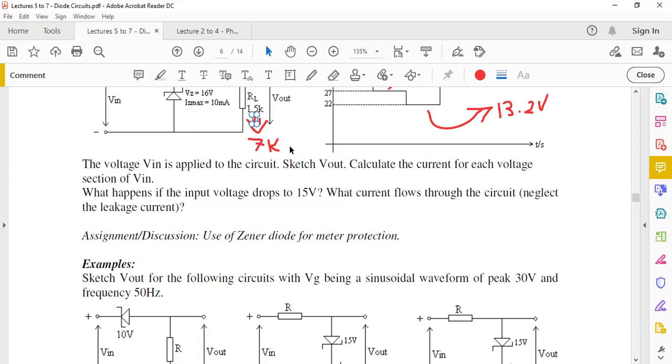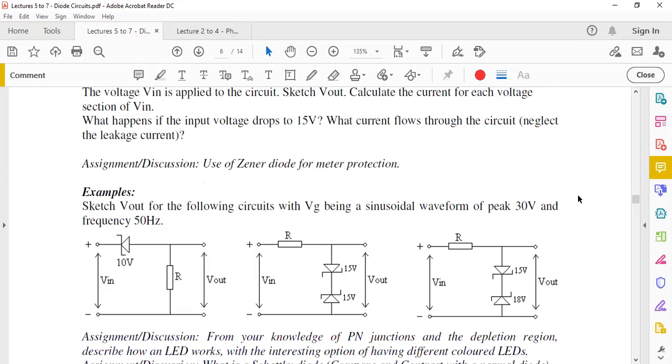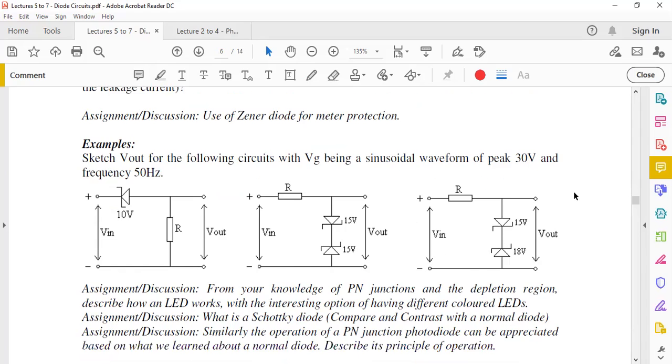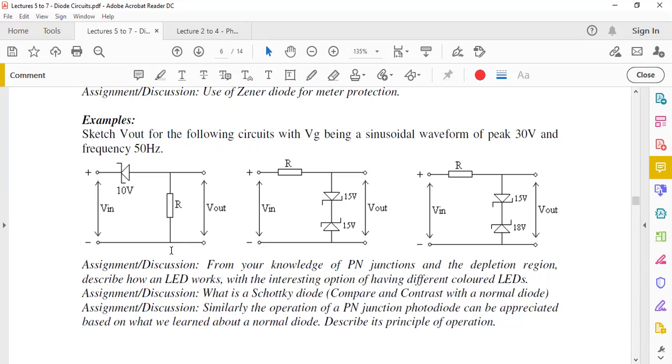Okay, so we've covered this already. Now let's see how we can use this Zener diode for diode protection. Yeah, so we've mentioned that we can use diodes for meter protection. So let's consider these cases here. So sketch V out for the following circuits with Vin being a sinusoidal waveform of peak 30 volts and frequency 50 Hertz.